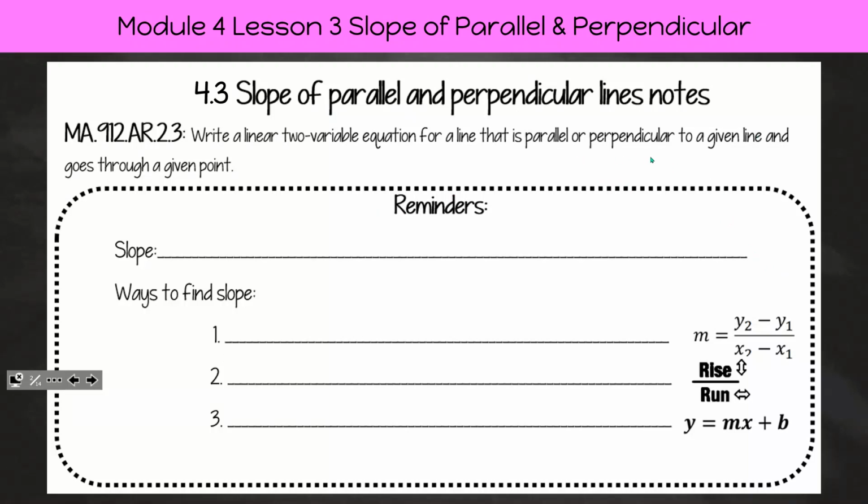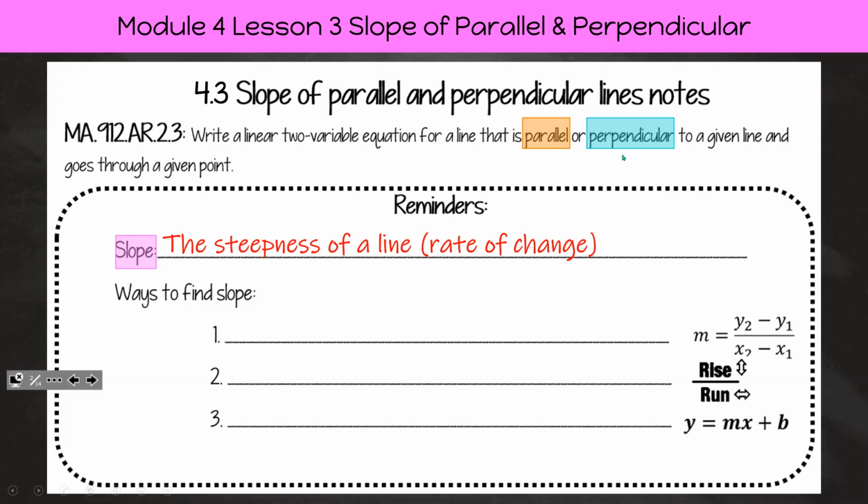So the first part of being able to do this benchmark is to understand what the slope is of parallel and perpendicular lines. Parallel in these notes, I'm going to highlight in orange. Perpendicular is going to be blue. And we first need to remember what slope is. Slope is the steepness of a line or your rate of change. And we've been talking about rate of change a lot in module 3, and we're going to continue to talk about it in module 4.